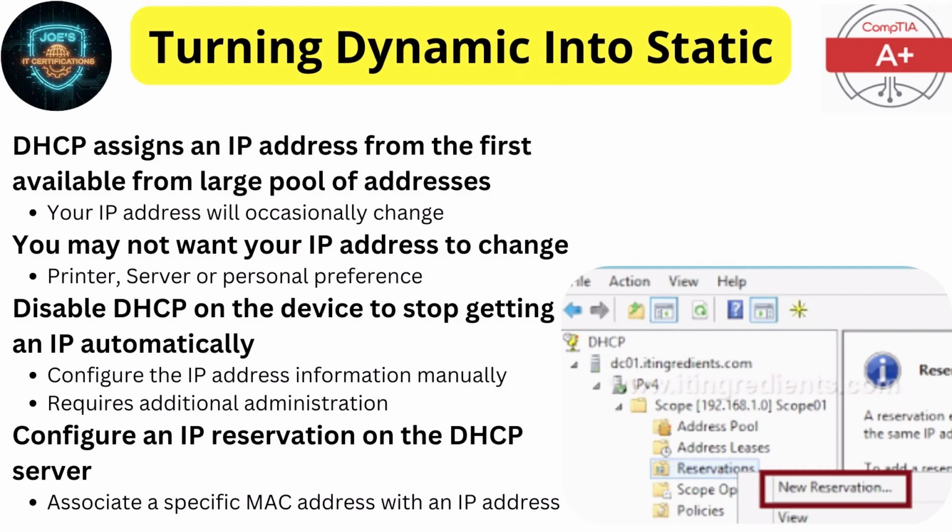But more commonly, we'll use an IP reservation on the DHCP server so that every time you start your firewall, router, your switch, your printer, or any of these other devices, they will automatically receive the same IP address from the DHCP server because you've configured an IP reservation.